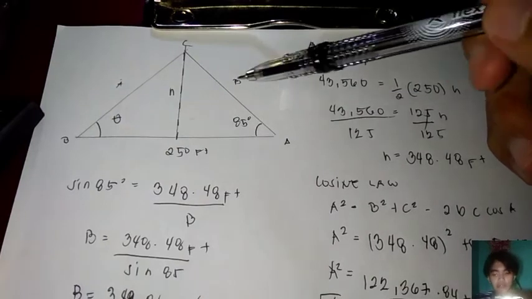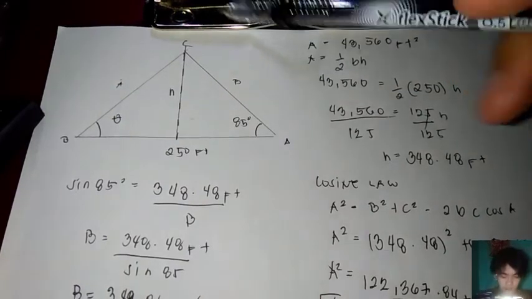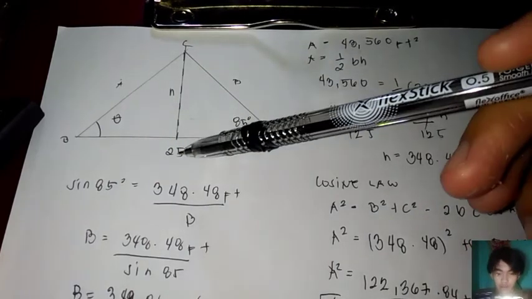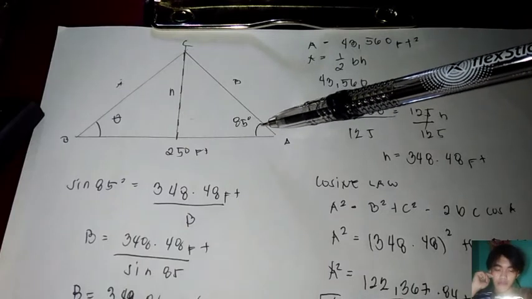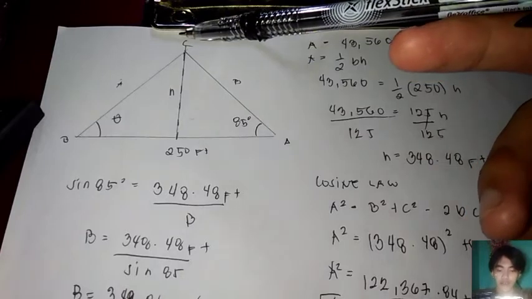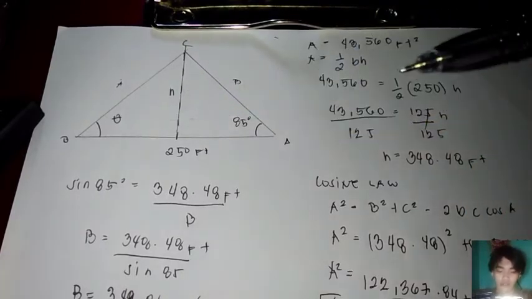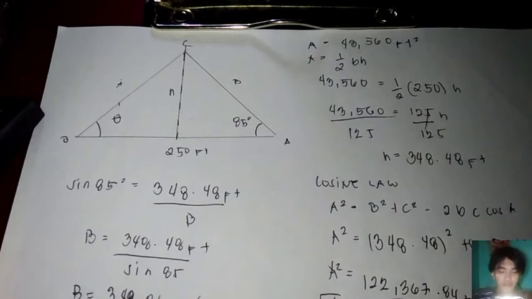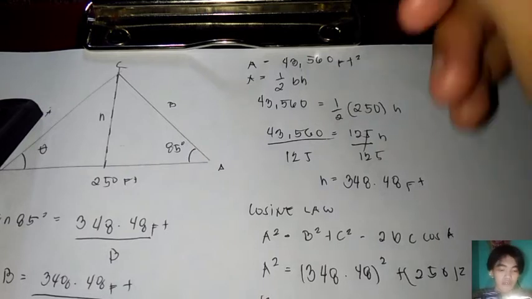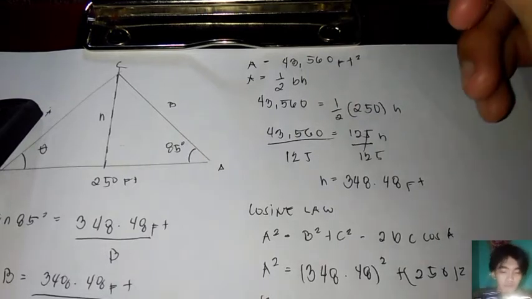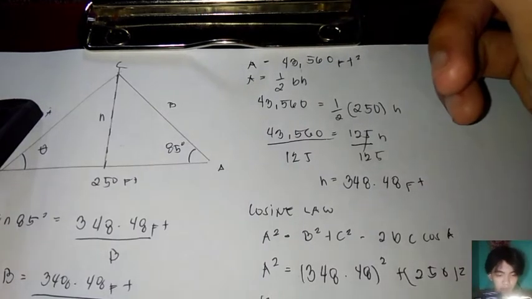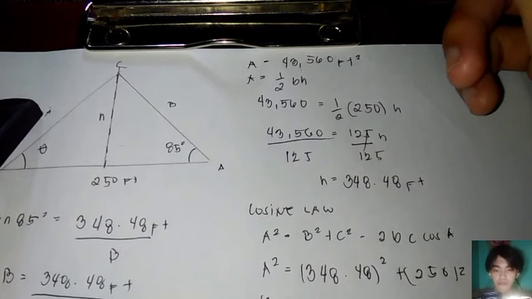So we have here the illustration of the boundary lines. So we have the 250 feet and 85, the angle A, which is 85 degrees, and let's find the height and the theta. So first, we have here the area, which is equal to 43,560 feet squared. So let's solve for the height.